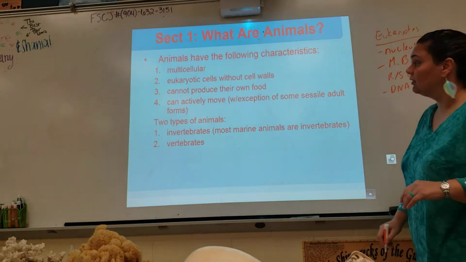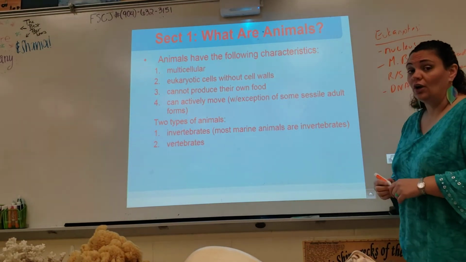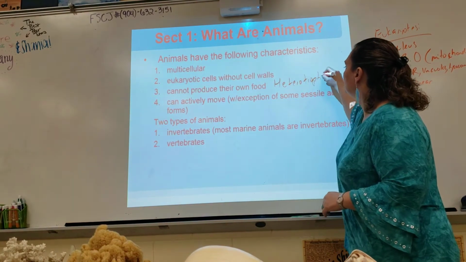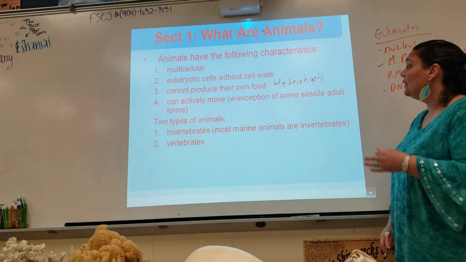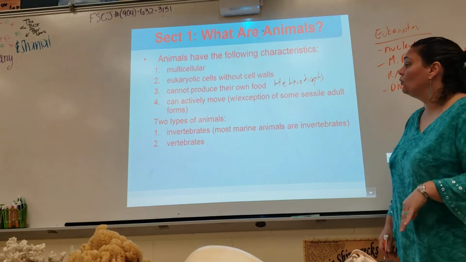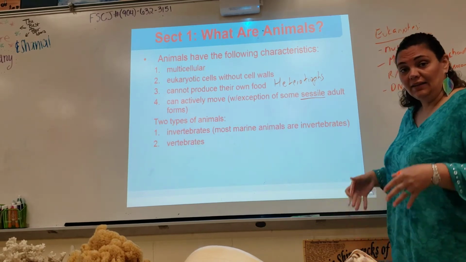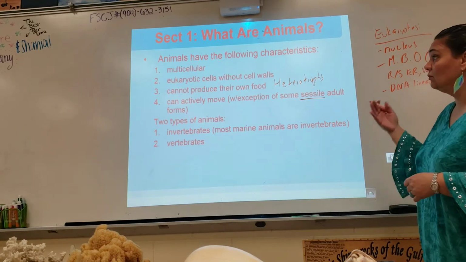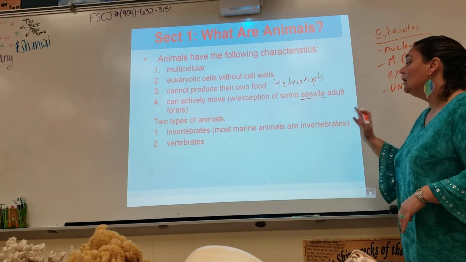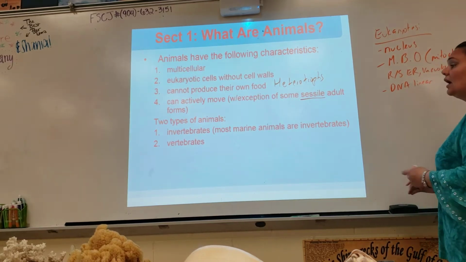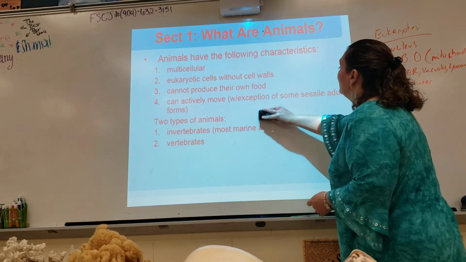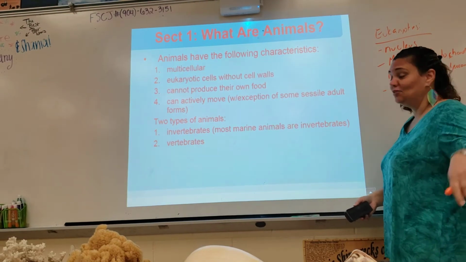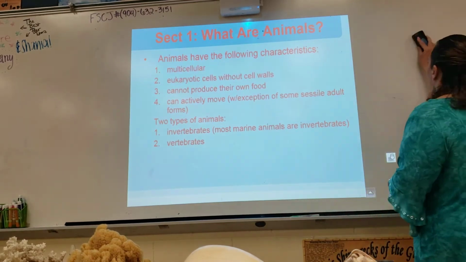specifically animals. They cannot produce their own food, so they are heterotrophs. Add that word in right there. Oh, I really like that orange. Heterotrophs, all right? They can actively move, with the exception of some sessile adult forms. Sessile, non-moving, stationary. They stay in one spot. You get 2 types of animals. Invertebrates, what we've been talking about in chapter 9 and now chapter 8. Most marine animals really are invertebrates. And then, of course, there are vertebrates, which is everything we have been doing before chapter 9, or after, technically. Chapters 10, 11, and 12.